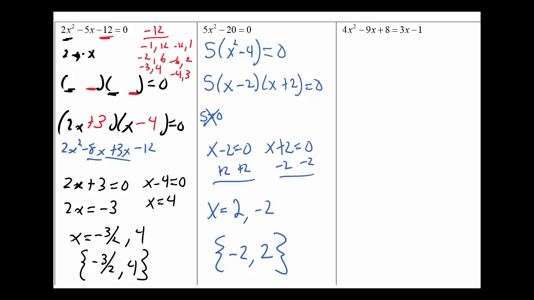Okay, and in this third example, we don't have it in standard form. So that's my initial goal, is to get it into standard form by putting all the appropriate terms on the left side here. So I'm going to go ahead and subtract off 3x from both sides, and I'm going to add 1 to both sides. And so I end up with the expression 4x squared minus 12x plus 9 equals 0.